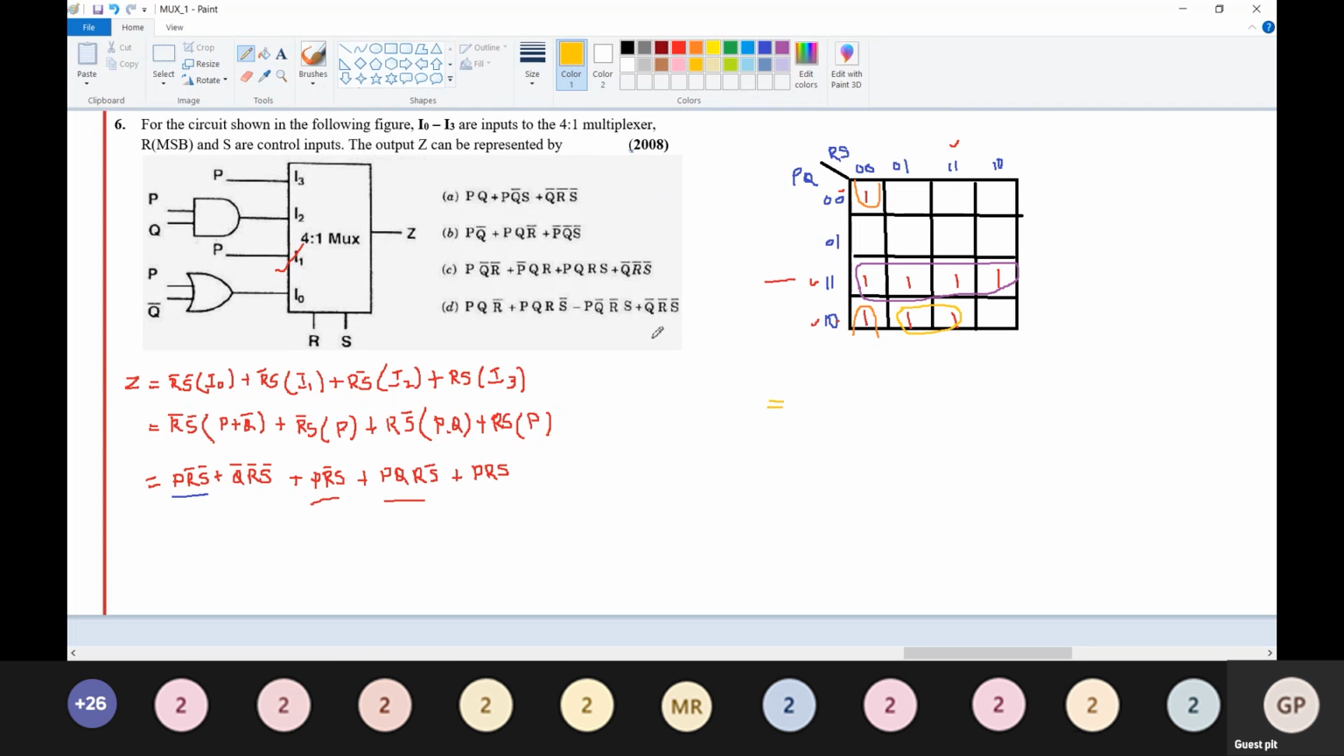So, which can be further written as, for this quad it is PQ, plus here this pair, the up down pair, that is nothing but Q dash into R dash S dash, plus this can be written as P into Q dash S. So the final expression which matches is PQ, Q dash R dash S dash, and P into Q dash S. So option A is your correct answer.